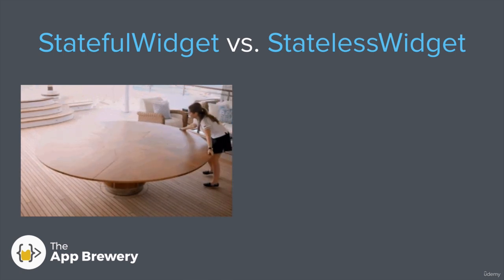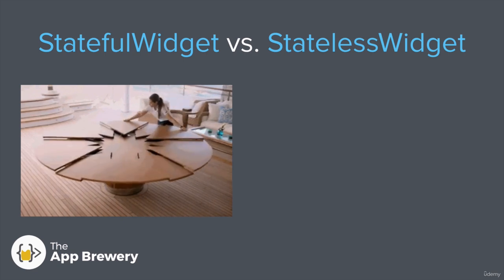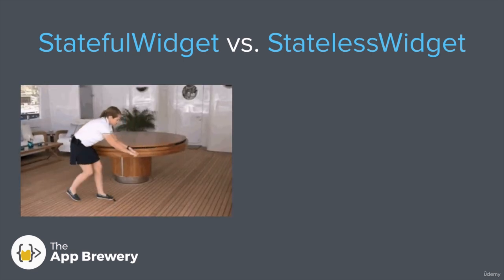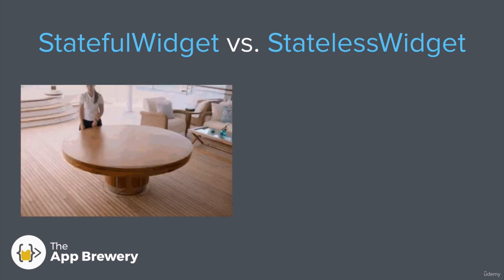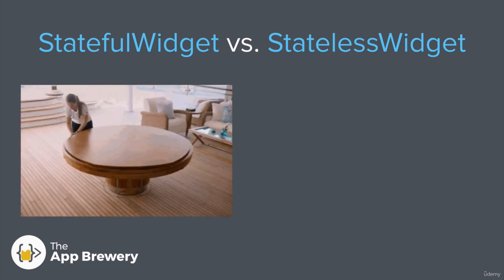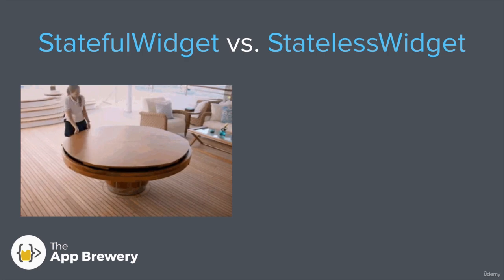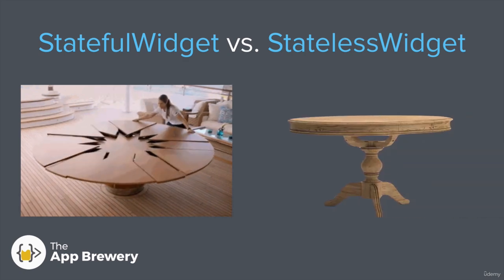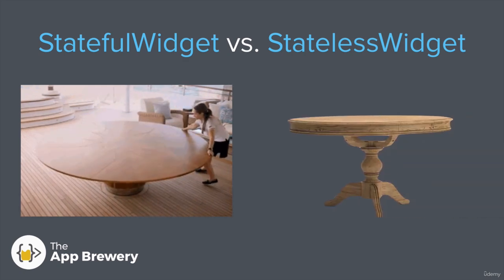So recently I've been coming across a lot of really addictive GIFs where there's all sorts of tables that seem to collapse and expand, and they do it in various crazy different ways. And we can think of that as a stateful table, right? It can change and it can update, and we can change it at a moment's notice, depending on what we want. But a stateless widget is kind of just like a normal table.